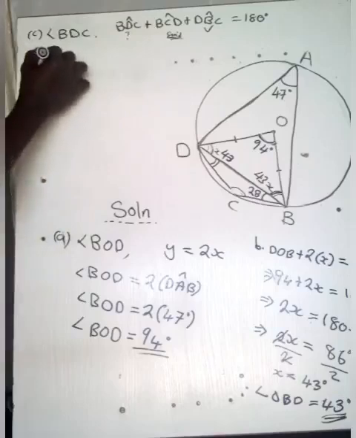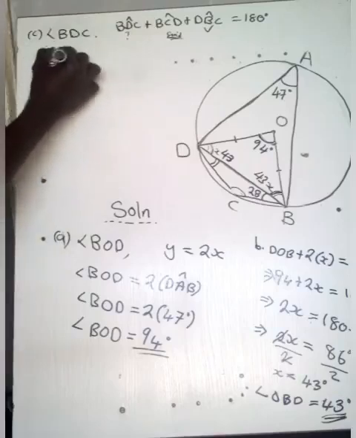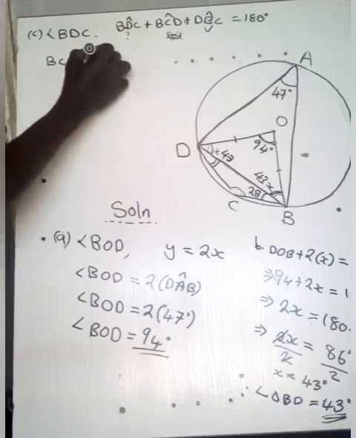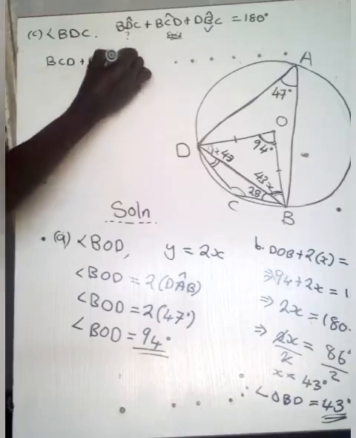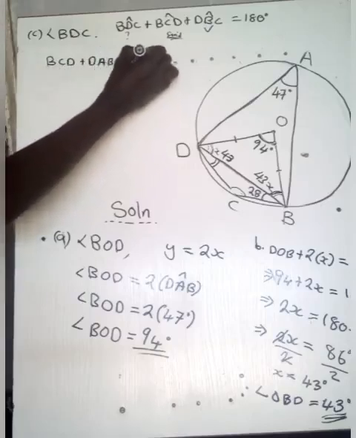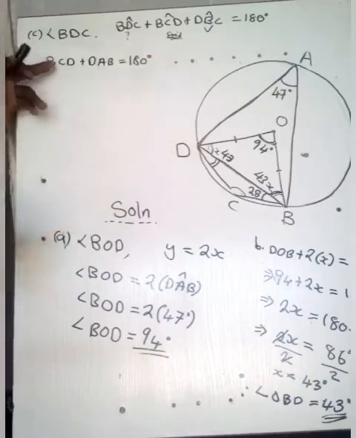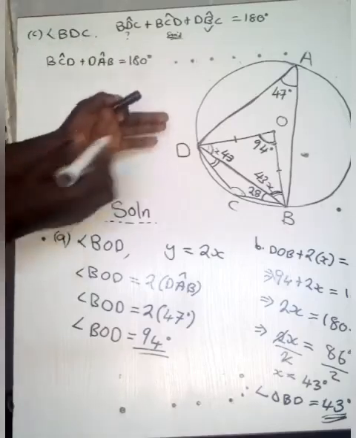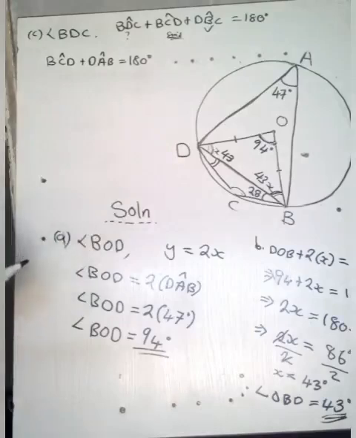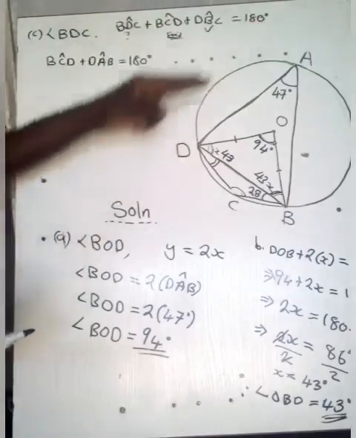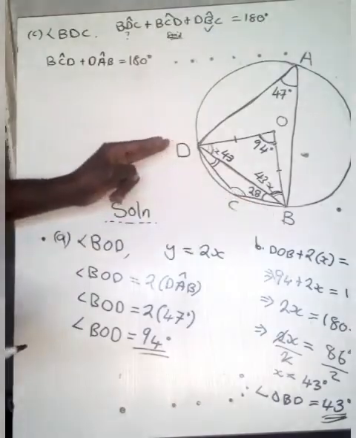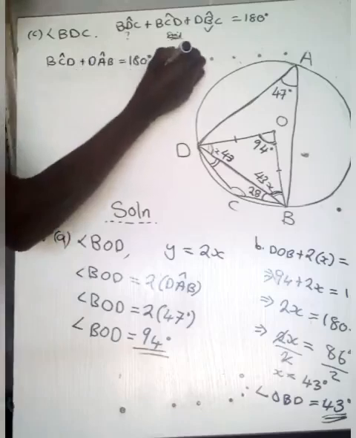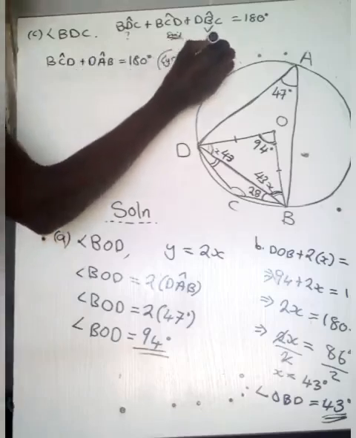I know that my BCD plus DAB should give me 180 degrees. Why am I saying BCD plus DAB should give me 180? Because look at the cyclic quadrilateral ABCD. Okay, so this is from a cyclic quadrilateral.